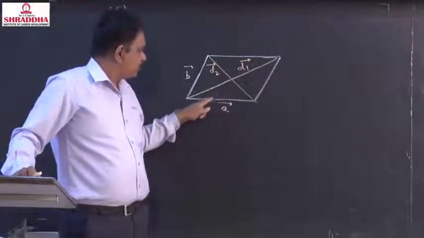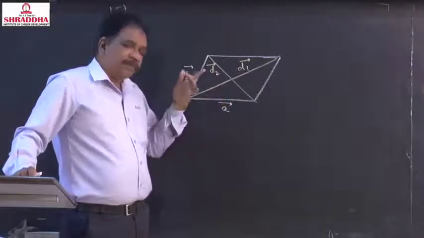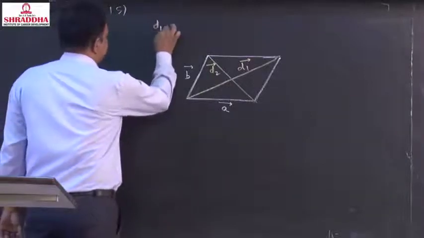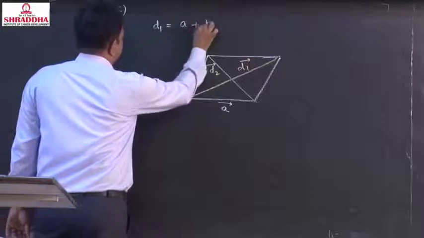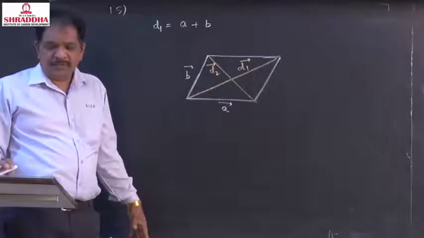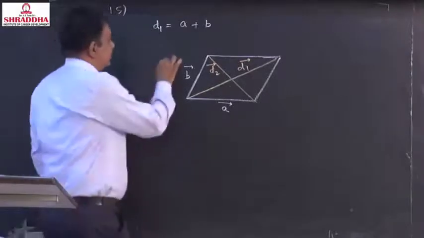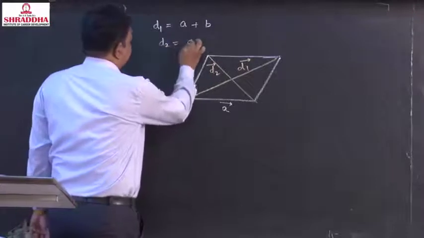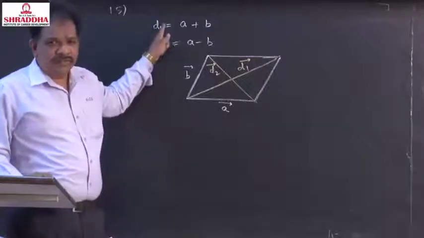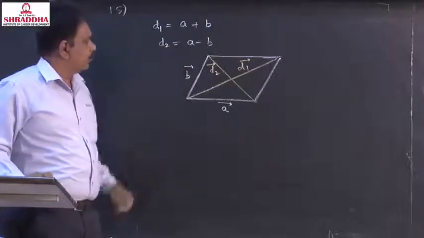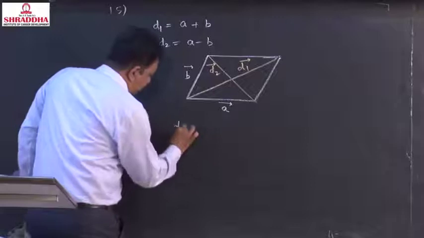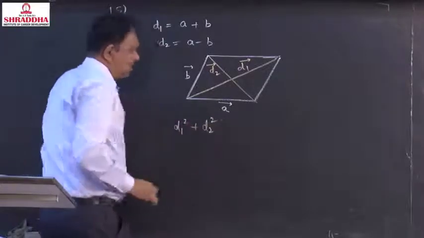See, according to parallelogram law properties, we can write D1 is equal to A plus B. Directly we can write D1 value will be equal to A plus B. D2 value will be equal to A minus B. D1 is equal to A plus B, D2 is equal to A minus B. Square these two. D1 square plus D2 square.